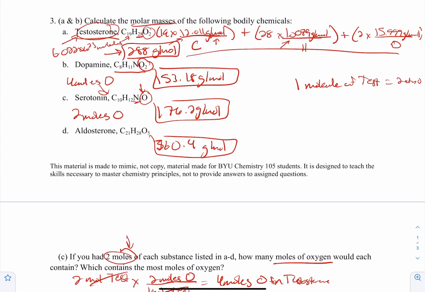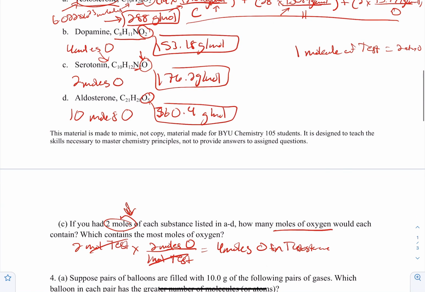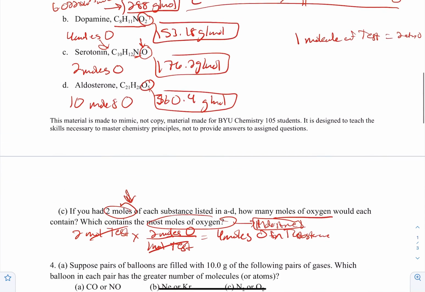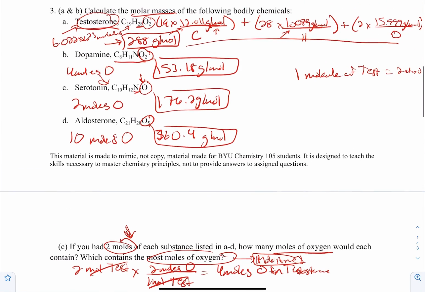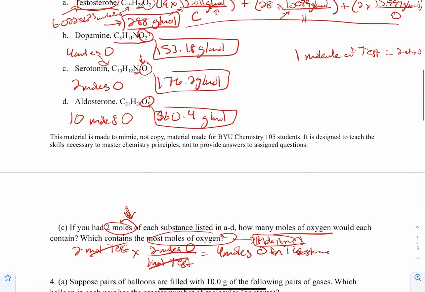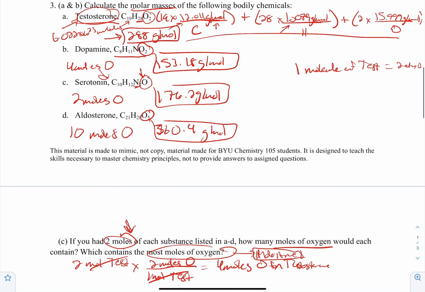And lastly, aldosterone: I have 2 moles of aldosterone and 5 moles of oxygen per aldosterone. So that's a total of 10 moles of oxygen in aldosterone. So actually, the most moles of oxygen goes to aldosterone. Okay, so that's how you'll want to solve a problem like this. That will finish part 1. I know that was a little shorter than usual, but I'll be doing problems 4 through 7 in the next video.